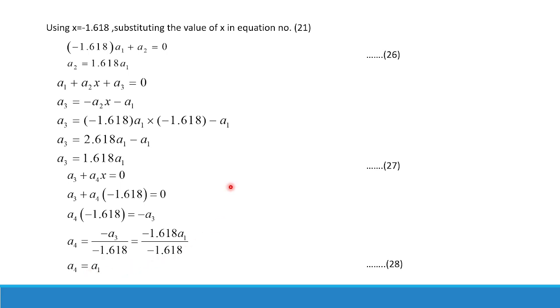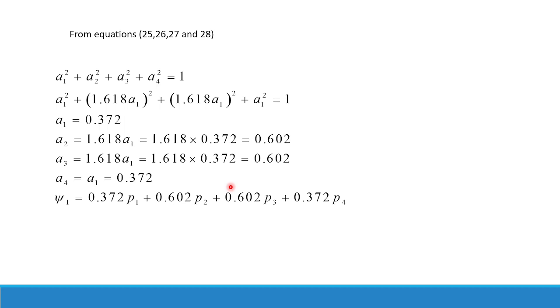Now with the help of equations 26, 27 and 28, we may write A1 square plus A2 square plus A3 square plus A4 square is equal to 1. Substituting the values of A2, A3, A4 in terms of A1: A1 square plus A2 is equal to 1.618 A1, so its whole square, plus A3 is also equal to 1.618 A1, so its square, plus A4 is equal to A1, so we write A1 square, and that is equal to 1. If we calculate it, the value of A1 comes out to be 0.372.